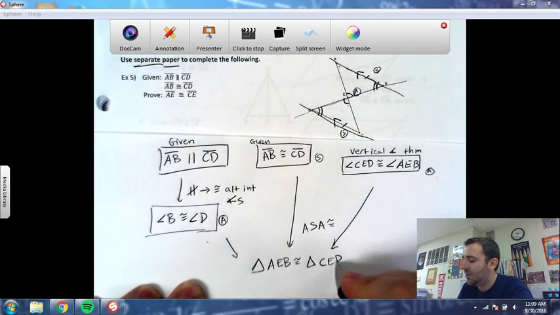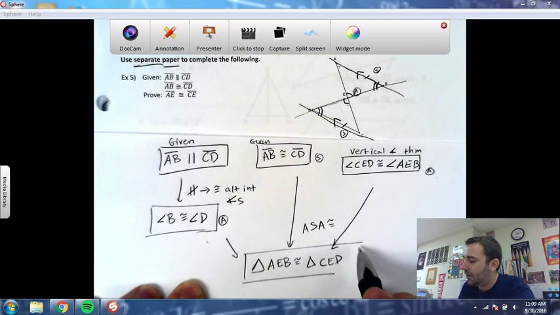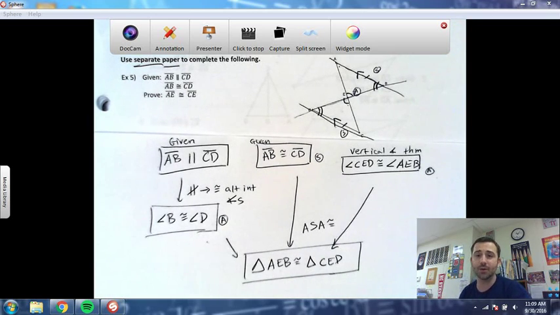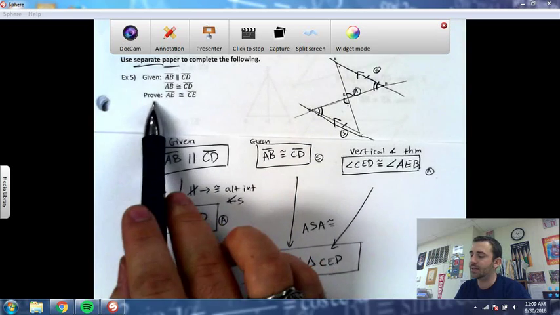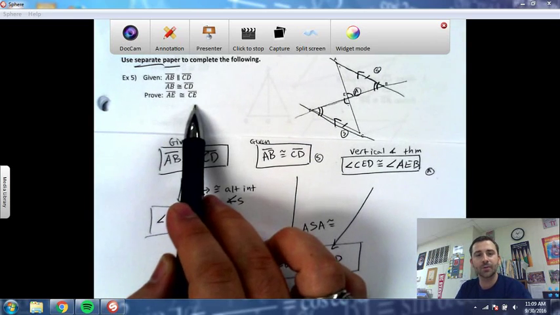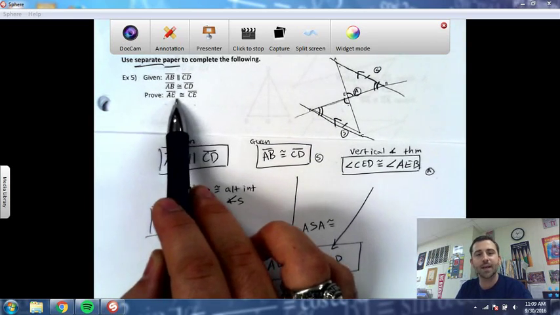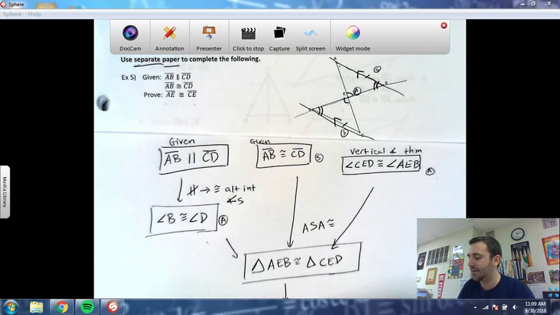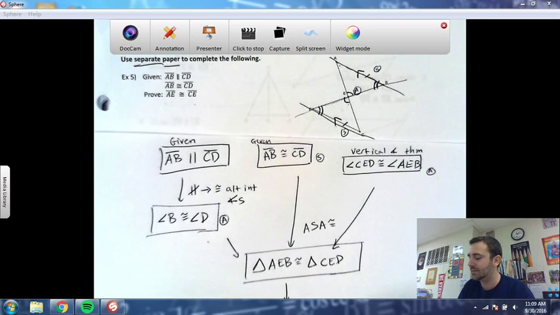And you want to be very careful when we are naming triangles because you want to make sure that the corresponding letters match up to the corresponding parts of the triangle. So then I go and double check and look at what I'm trying to prove. Well, I'm trying to prove that segment AE is congruent to segment CE. So from congruent triangles, I can say that, and I can say that because corresponding parts of congruent triangles are congruent, or CPCTC.